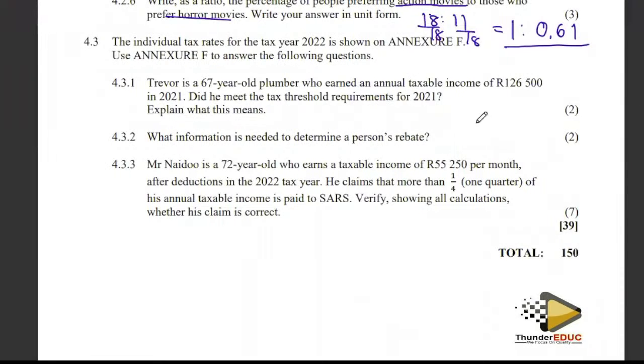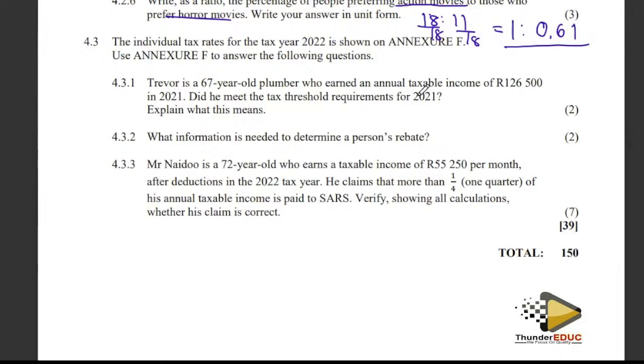All right, let's look at this other question. Individual tax rates for tax year 2022 are shown on an Excel file. Use the Excel file to answer the following questions. Trevor is a 67-year-old plumber who earned an annual taxable income. Good enough. Here we don't need to look for annual taxable income. It's already given. It's already taxable.